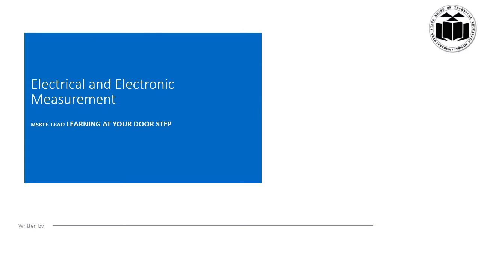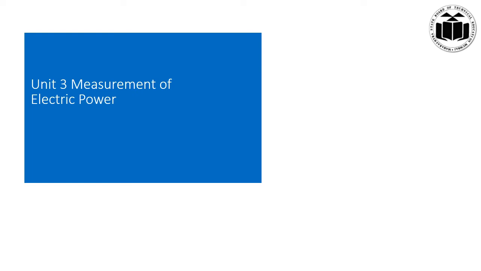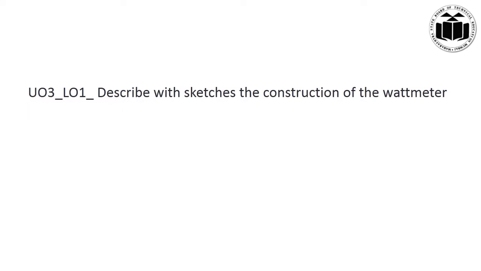The course is Electrical and Electronic Measurement. The unit for this session is Measurement of Electric Power. In this presentation, we are going to deal with Learning Objective 1: describe with sketches the construction of given wattmeter.